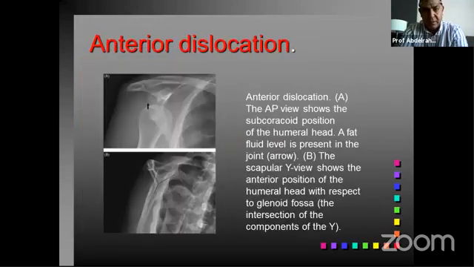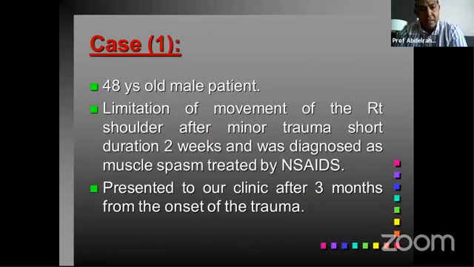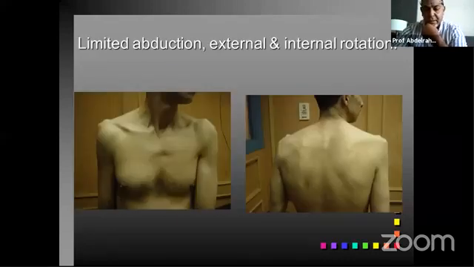This is a case presentation. Case number one was a 48-year-old male. He had a limitation of movement of the right shoulder after minor trauma. He had no significant trauma, and the patient sought medical treatment after 2 weeks and presented to us 3 months after the trauma. You see this right shoulder was dislocated and the left is good, and we can see the wasting.